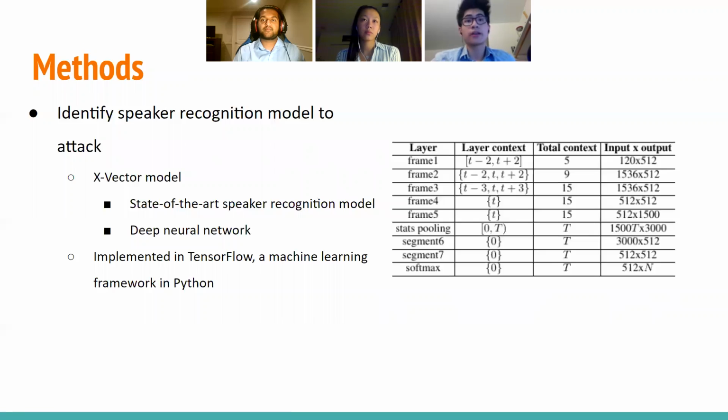The first thing that we had to do was identify a speaker recognition model to attack. We ended up choosing the X-Vector model, which is a state-of-the-art model that is built using deep neural networks. One advantage of this model is that many proprietary closed-source speaker recognition models are built off of the same concept, so this gives us a look into some of the real-world applications. We implemented the X-Vector model in TensorFlow, which is a machine learning framework that provides us many useful tools that helped us build and examine our model.